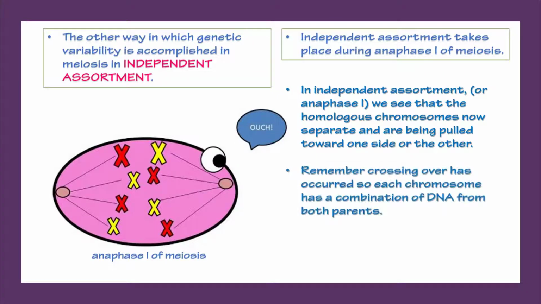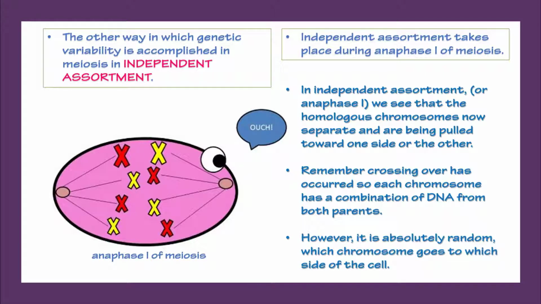And remember, crossing over has also already occurred. So each chromosome has a combination of DNA from both parents at this point. However, it's absolutely random which chromosome will go to which side of the cell. This is why it's called independent assortment.